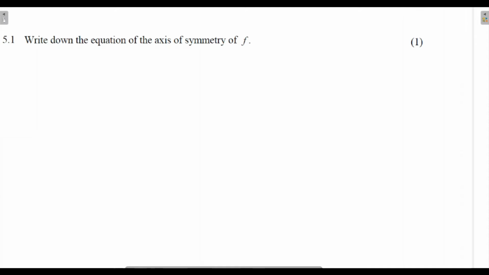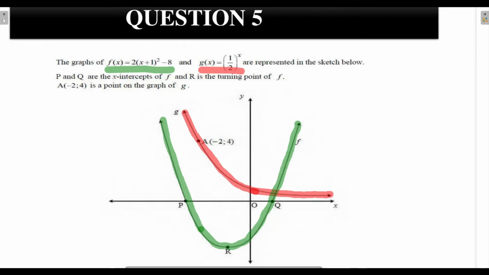What do we know when we actually have to write down the equation of the axes of symmetry for a quadratic function? Guys, you need to remember when you're dealing with a quadratic function, to get the axes of symmetry, you use the equation x is equal to minus b over 2a. Always remember this, right?